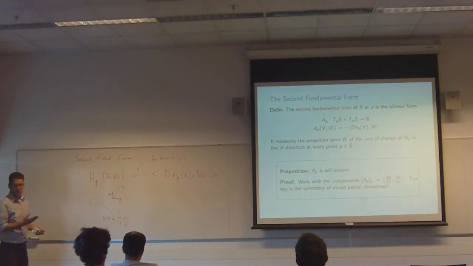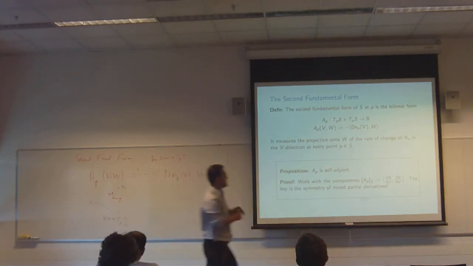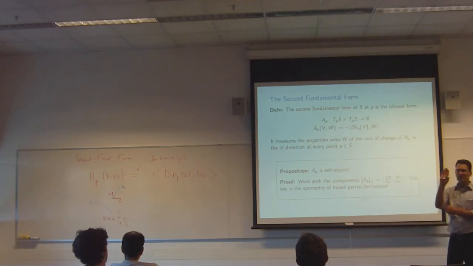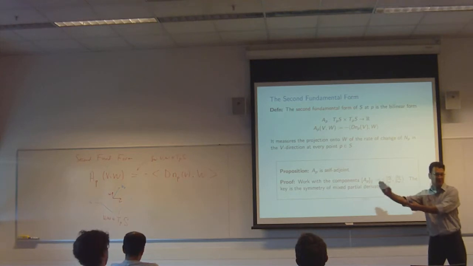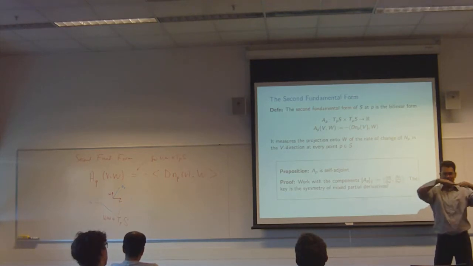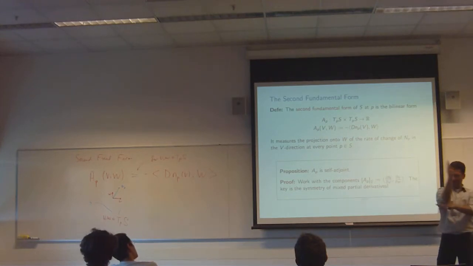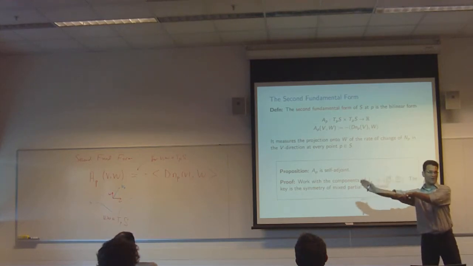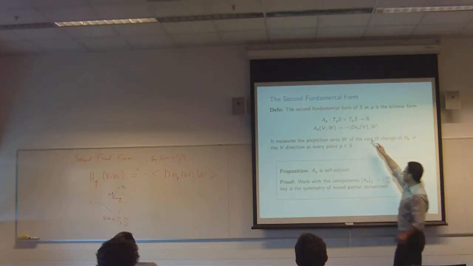Okay, so what does this do? Well, the first thing is you take the derivative in the V direction. So you're looking at the way the normal vector changes when you move in a very specified direction, the direction specified by V. So the surface curves, the normal vector changes, and it changes everywhere. But you choose direction V in which to move, and so you're looking at the rate of change of the normal vector in the V direction. That's the first part.